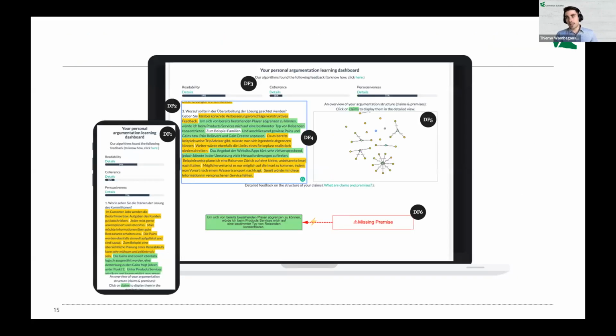We instantiated our design principles with design features. For example, design feature 4, where we have in-text highlighting of the argumentation structures of the students. Design feature 5, where we have a note and graph structure to display the argumentation discourse. And for example, design feature 6, where we try to help students based on their argumentation errors.